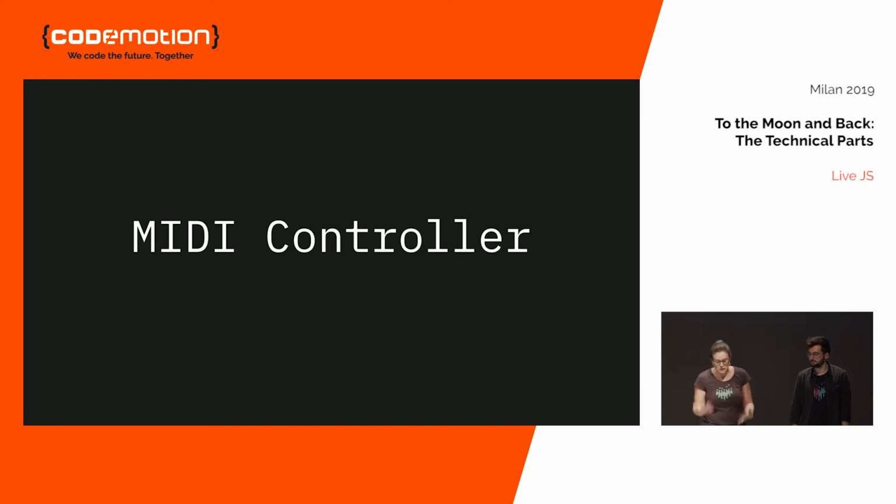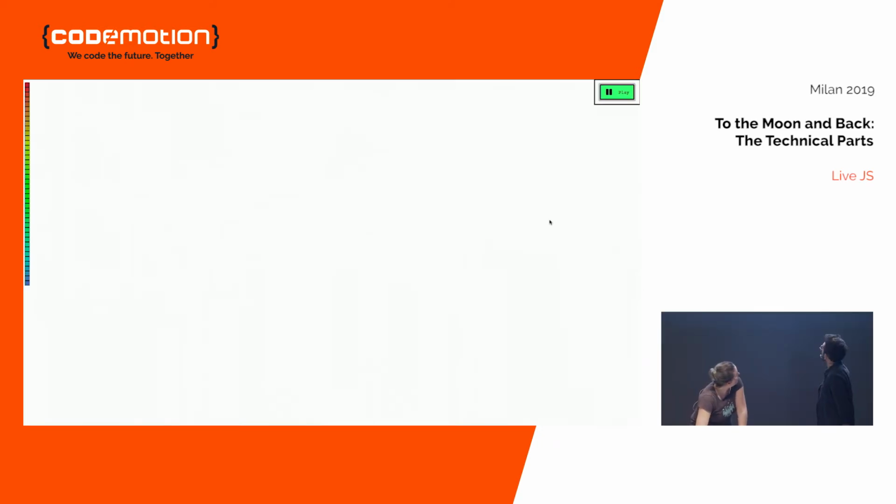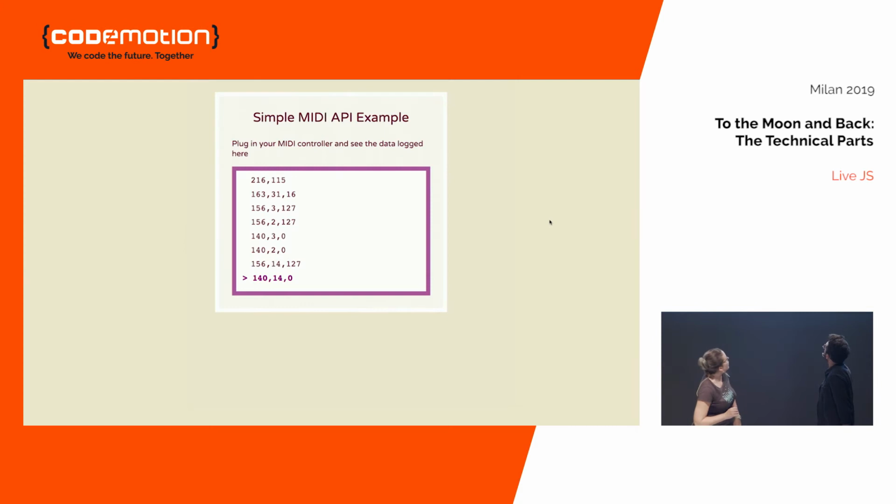But it does send my computer MIDI messages. So this is basically the data that you're getting in a browser when I'm pressing buttons, right? So this is using the web. This is a really simple example of the Web MIDI API. And I'm just pressing these buttons, and this is the data that you get.